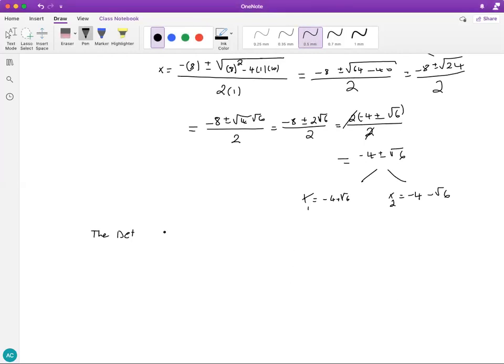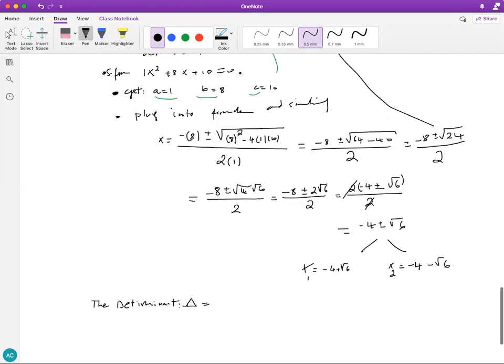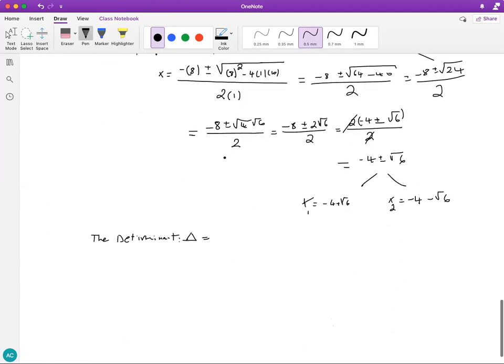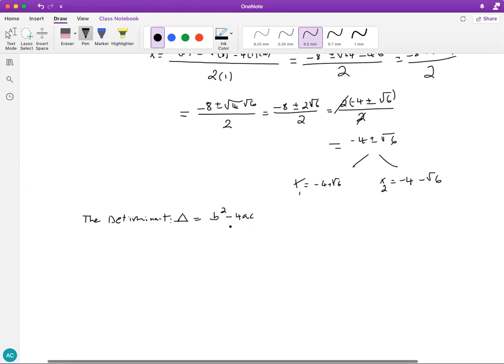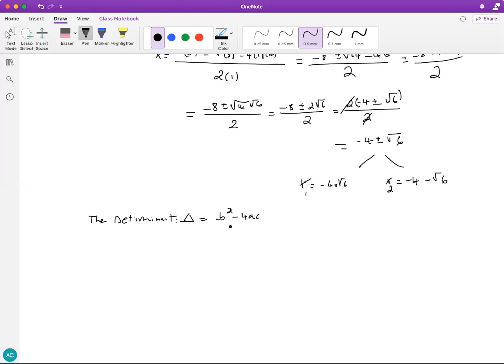So the determinant, and the symbol for that is delta, is equal to basically what's inside the radical, only the inside without the radical, so b squared minus 4ac. You can start with this first and evaluate it. Based on its sign, you would know whether you'll have solutions or not. So here's the deal here.